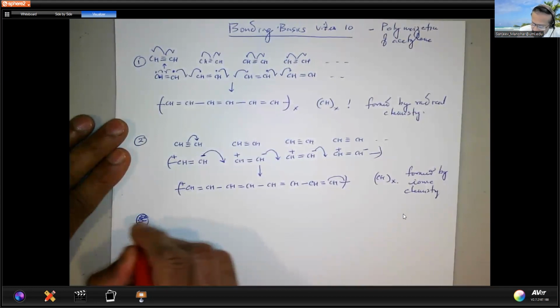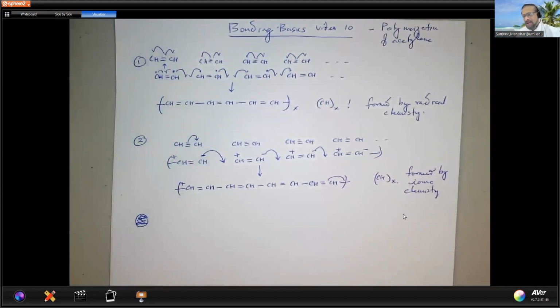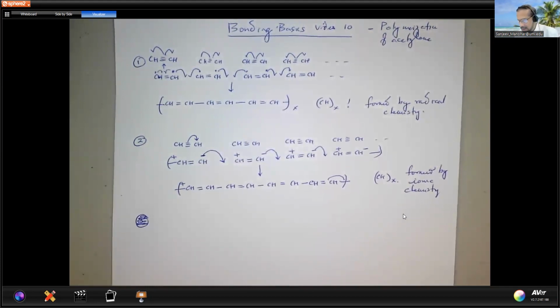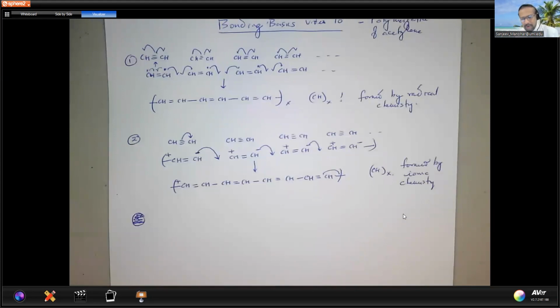So these are two major ways, ionic and radical. There are two ways. Ionic is two ways. We'll come to that in a minute. But this is the ionic way and a radical way to polyacetylene.